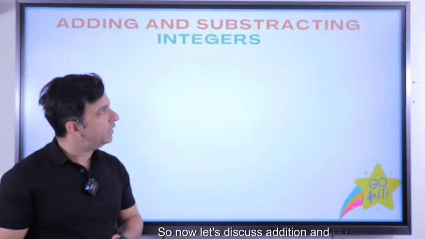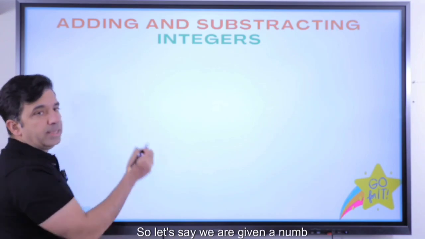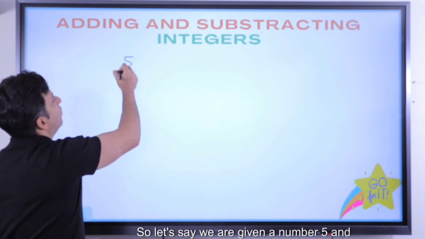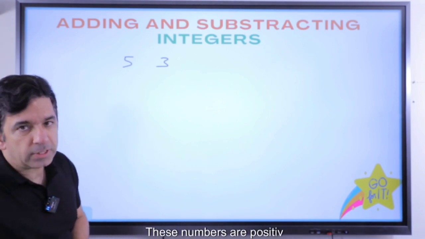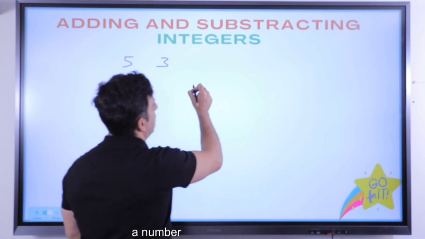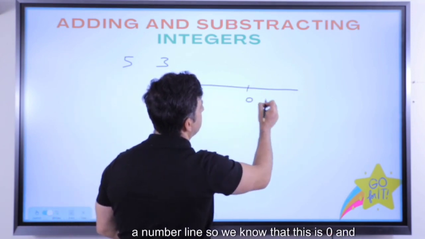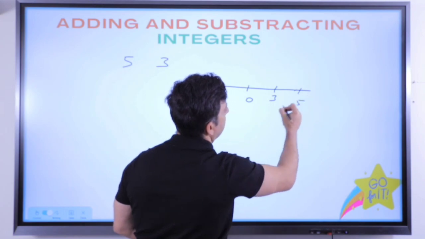Let's discuss addition and subtraction by actually taking examples. So let's say we are given a number 5 and another number 3. So we can see that both these numbers are positive numbers. So if I actually represent both of them on a number line, so we know that this is 0 and over here somewhere is actually 3 and somewhere here would be 5.